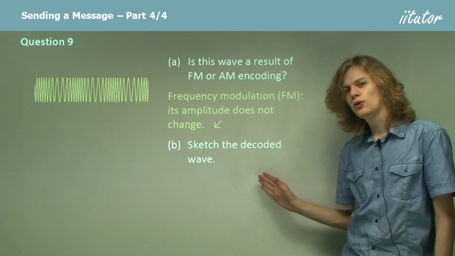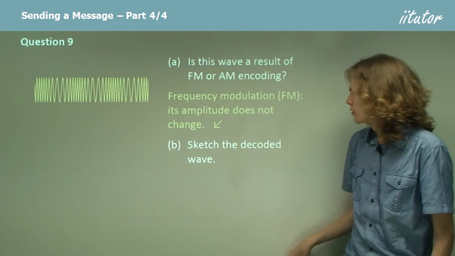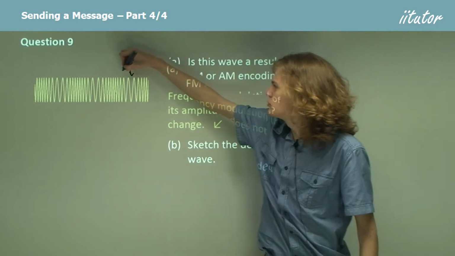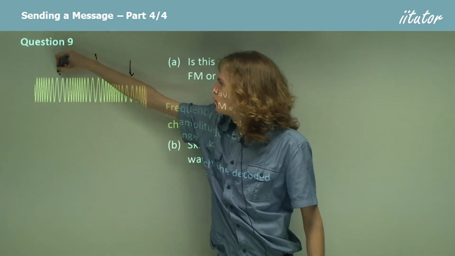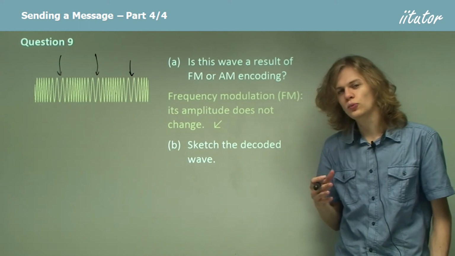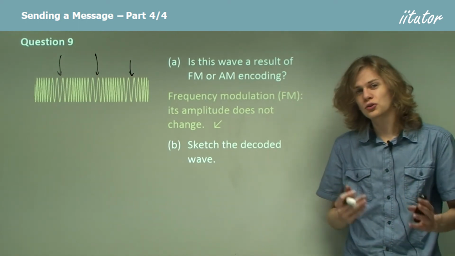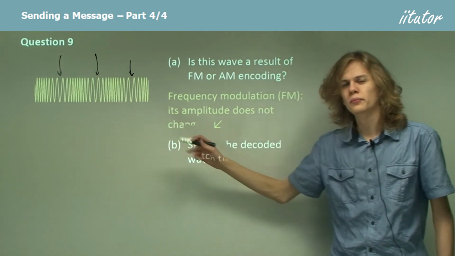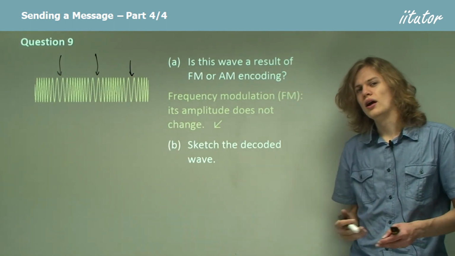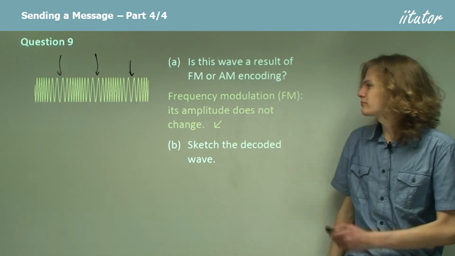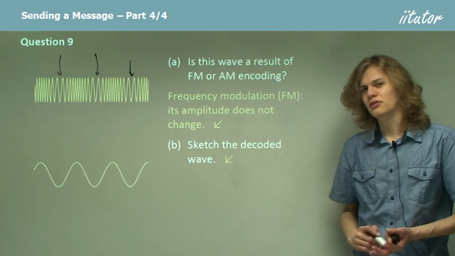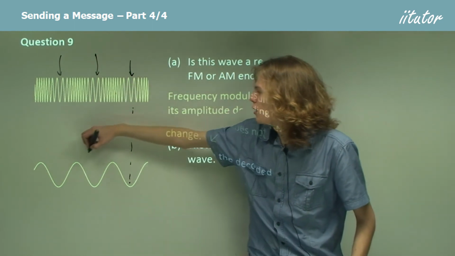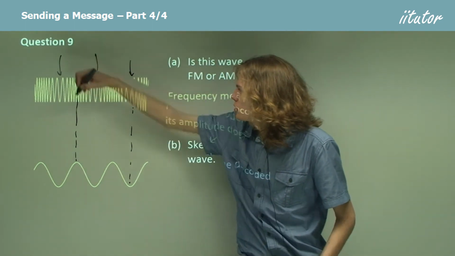So sketch the decoded wave. We know that points with very low frequency, like these points here, will correspond to troughs in the decoded wave. In between these, there must be crests. We can see that directly in between the arrows I've drawn, the radio wave has a much higher frequency. So our wave will look something like this. Once again, we can see that the troughs match up with the arrows and the crests match up with the spots between them.